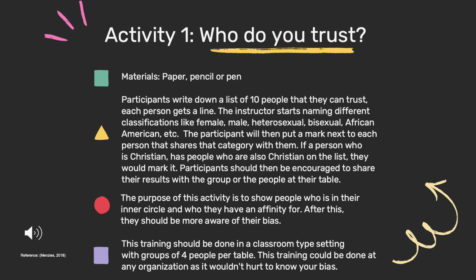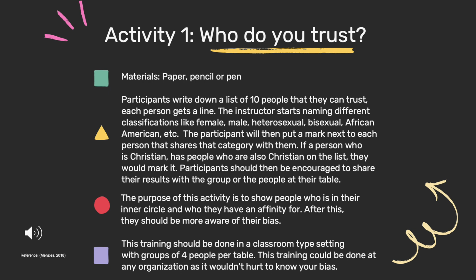By doing so, they will see who they have an affinity for, and they should be more aware of their bias. This training should be done in a classroom type setting with adequate lighting and no distractions. This training could be done at any organization, as it wouldn't hurt to know your affinities and how they affect your life.